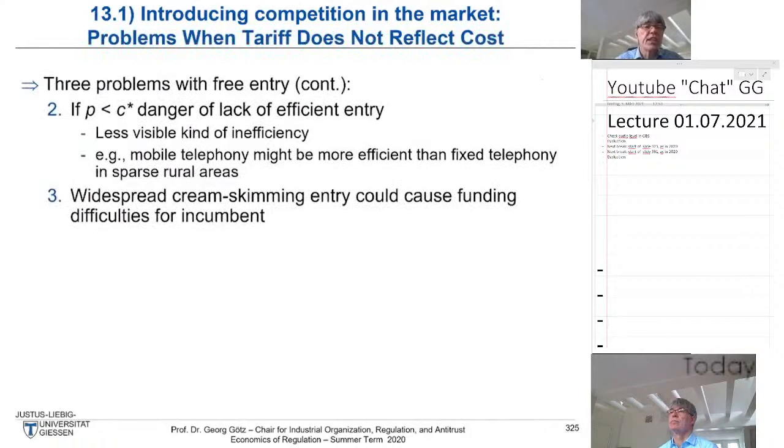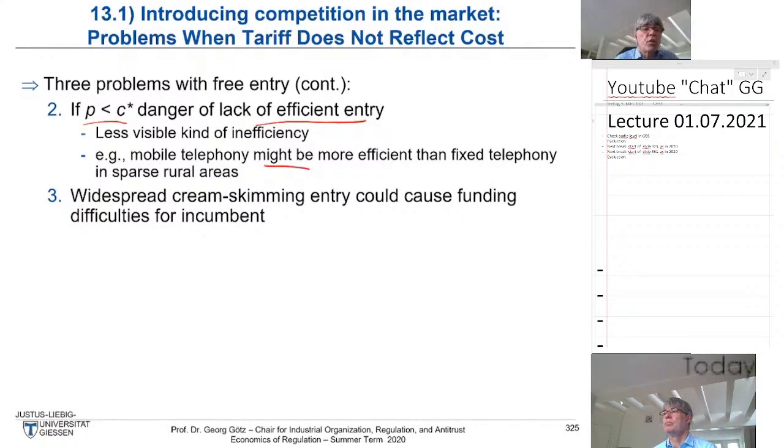The other problem is that we might have even a lack of efficient entry in regions where the price is below the incumbent's cost. This is a less visible kind of inefficiency, but it might happen where we supply people in remote areas with, say, fixed line internet access, even though it would be better to supply them with mobile telephony. Okay, that's what we will see below.